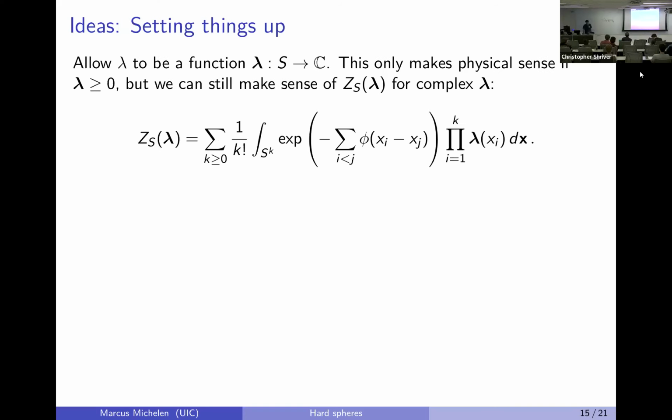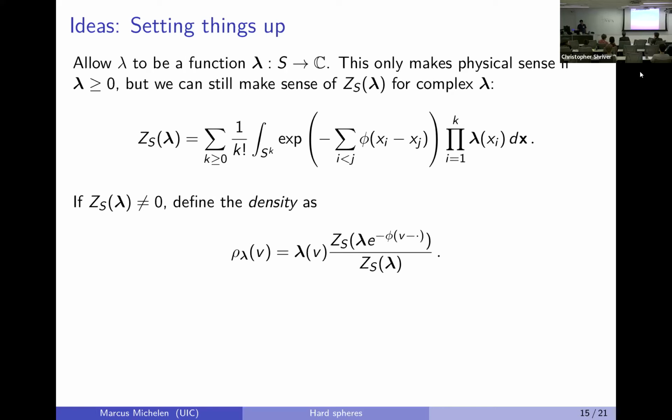Okay, so I want to set things up now. We're now going to allow our activity to be multivariate, so it's no longer going to be treating every point the same. All I'm going to do is have a nice function, and now it can go to the complex numbers, let's say. It only makes physical sense if it's positive and real. But everywhere I saw a lambda, I'm going to assign a bold lambda to a given point. And now I have a density, a number density, which is this bold lambda at v times this ratio of partition functions. For now, this is a definition because I said lambda is complex.